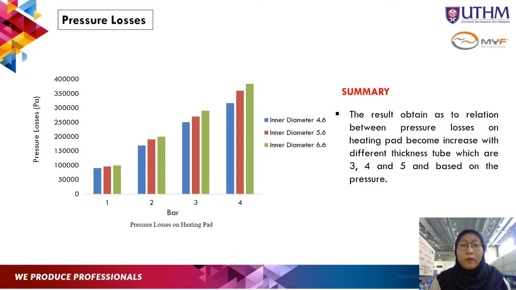So for the summary of this graph, the result obtained shows the relation between the pressure losses on the heating pad, which increase with the different thickness tubes, which are 3, 4, and 5 mm, and based on the pressure.